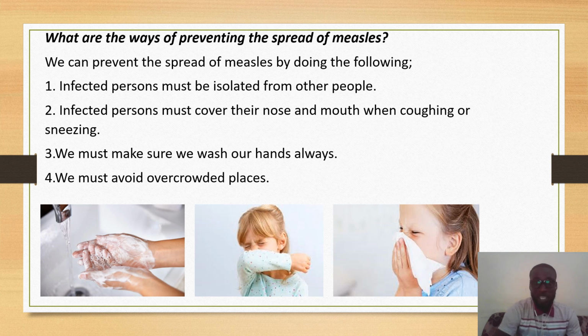So I believe I've been helpful with this lesson. I hope I've been able to impart some knowledge concerning what a disease is. We've talked about measles, what measles is, how it is spread, and the symptoms or signs that one may show when he or she has measles. And then we've talked about the ways that we can prevent it from spreading from one person to the other. Good. So this brings us to the end of the lesson.